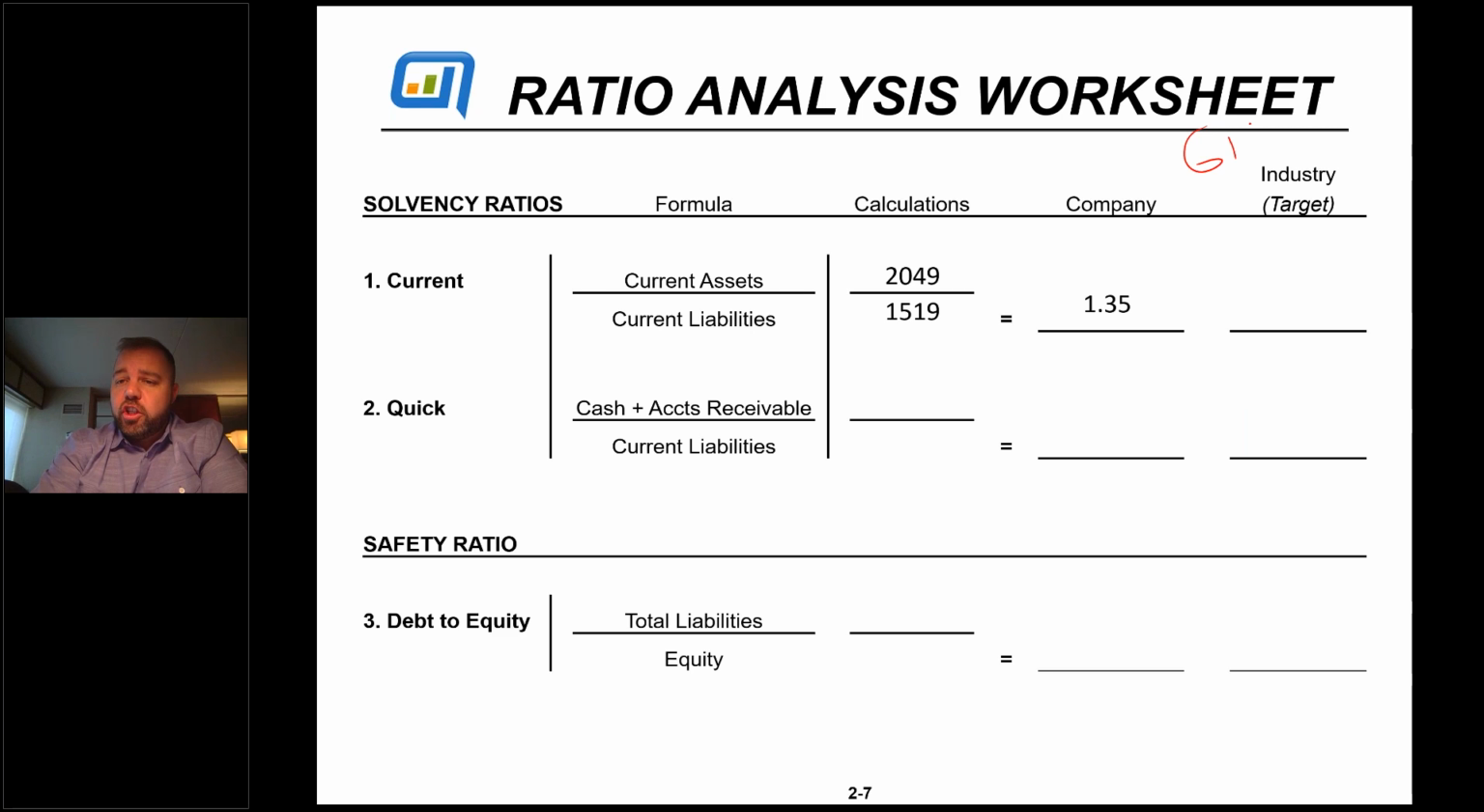I put a little GFT up here, which is good, fair, or terrible. It helps me get an indication of what type of company this is. Is it a good company, fair company, or a terrible company? And that's just the way I look at it. In this case, you've got a 1.35 on a current ratio.